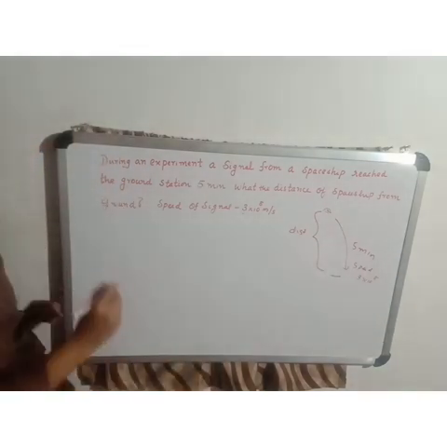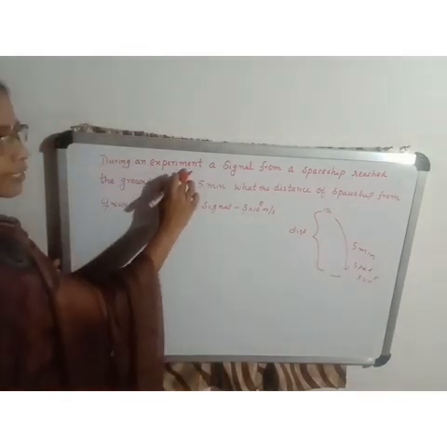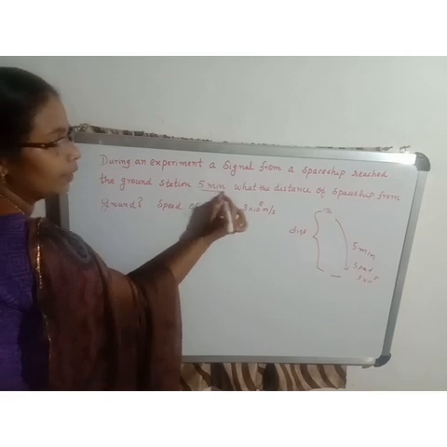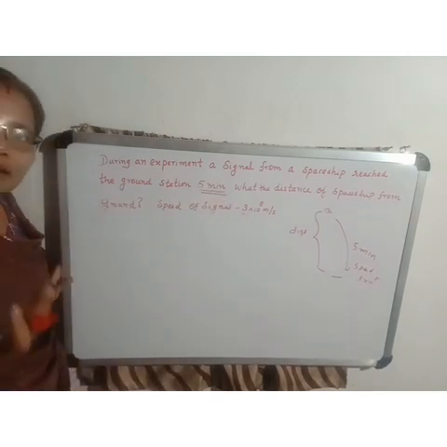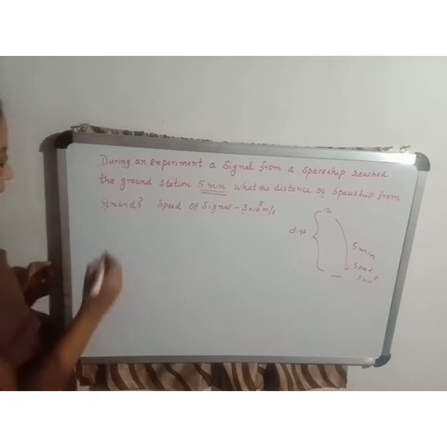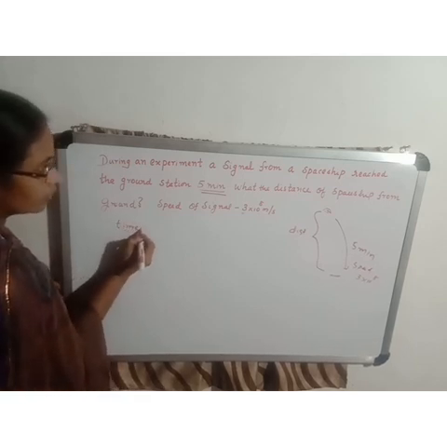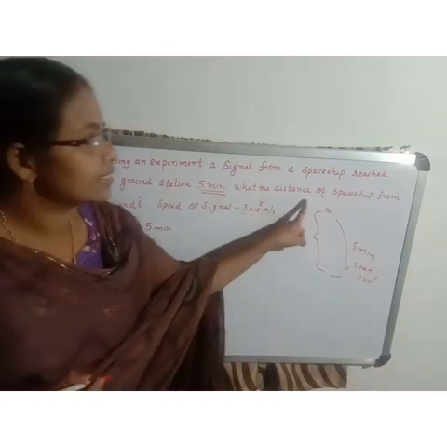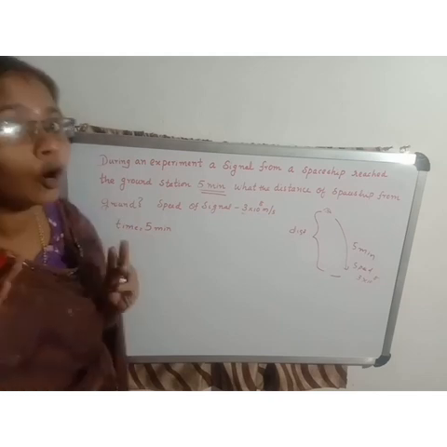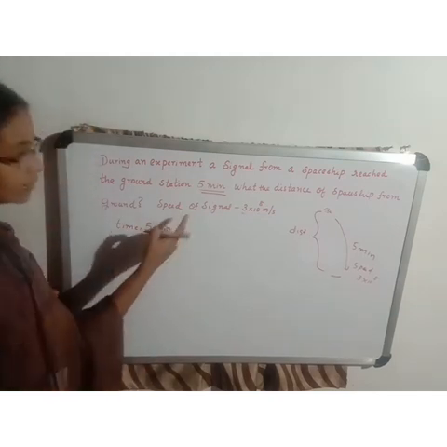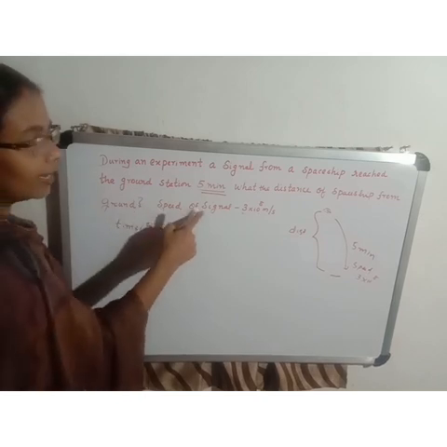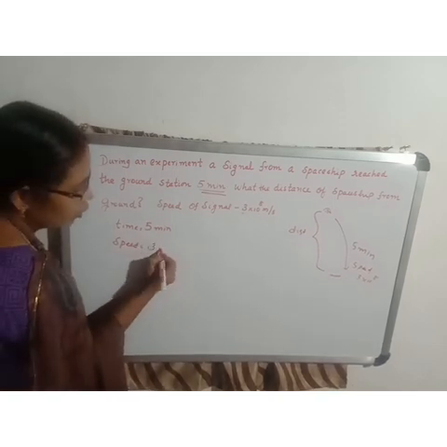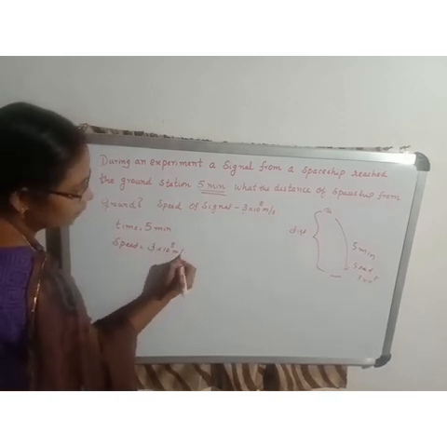Okay, so here you can see, during an experiment, a signal from a spaceship reaches the ground station in 5 minutes. So 5 minutes is given, which is definitely a time. So time is given, which is 5 minutes. Now, what's the distance of the spaceship from the ground? We want to find out distance, but one more thing they have given, which is the speed of the signal. So speed is given, which is 3 into 10 raised to 8 meter per second.